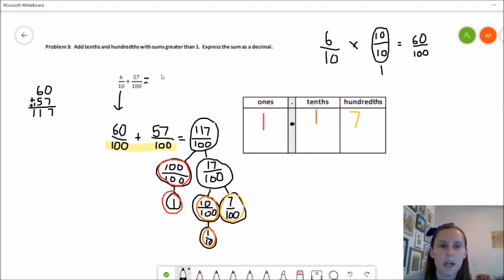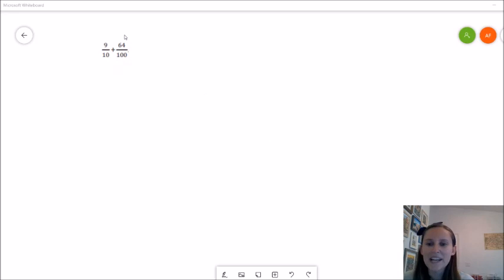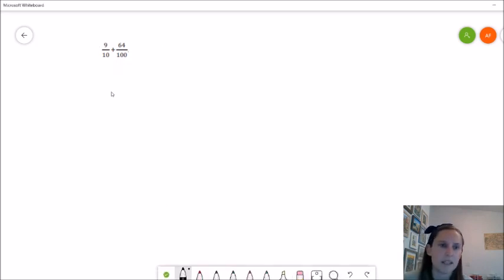So 117 hundredths, as a decimal, that would be 1.17, 1 and 17 hundredths, which is 1, 1 tenth, and 7 hundredths. So I'd really recommend using number bonds and place value charts to help you out with these problems. I have one last problem for us to look at, and that is 9 tenths plus 64 hundredths. We are going to add these and then record our sum as a decimal.